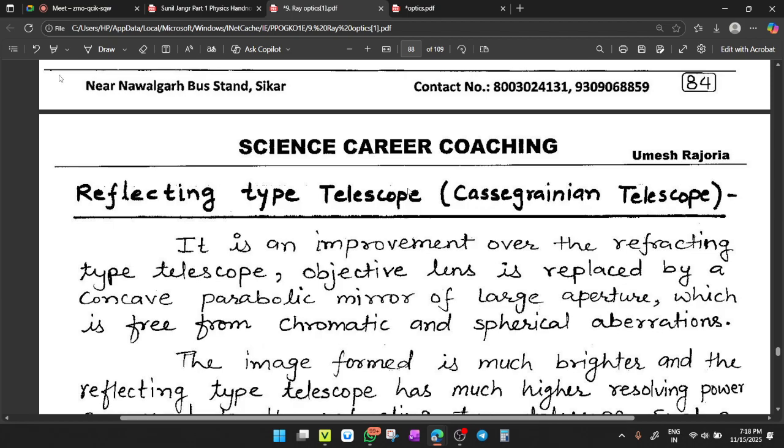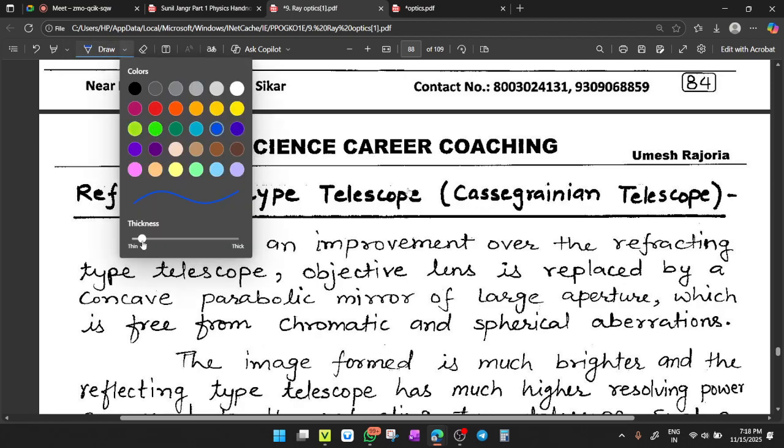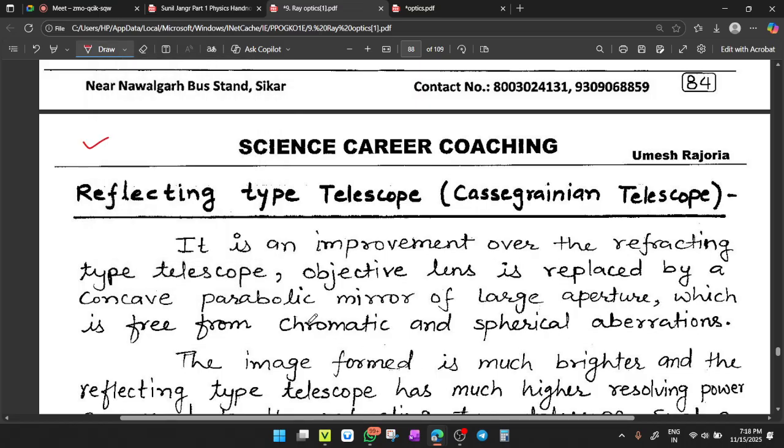So students, we are starting today's class with the reflecting type of telescope. Make a heading: reflecting type of telescope. By the name, the word reflecting is used. It means some mirror will be there. And what is the use of the mirror?